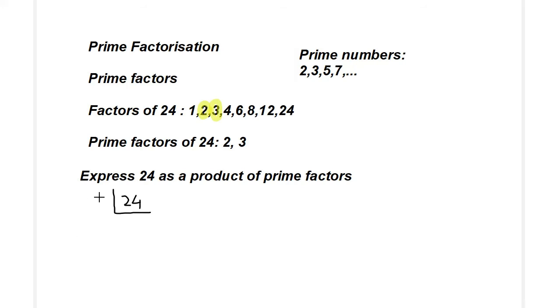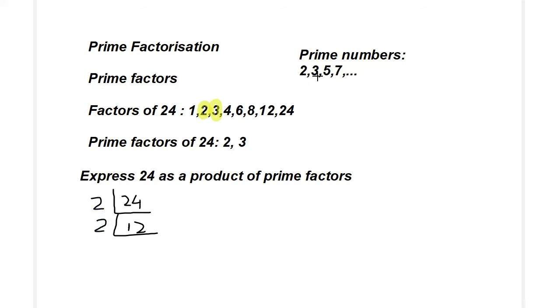Whenever we start doing this table, we always start with the smallest prime number, which is 2. If 2 can work, meaning 24 can be divided by 2, we will use that. Please note that we can only use prime numbers here. So let's say we do 2: 24 divided by 2, we put 12. Always use the smallest one.